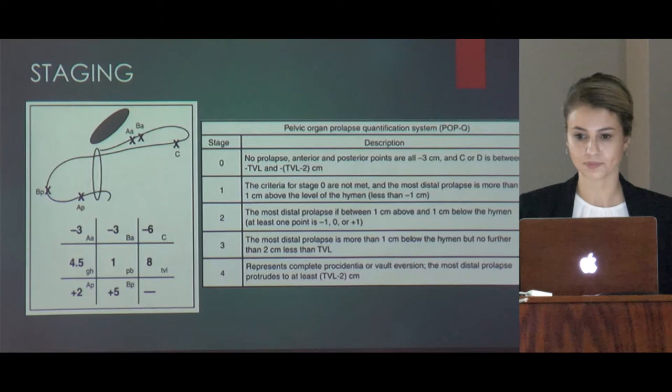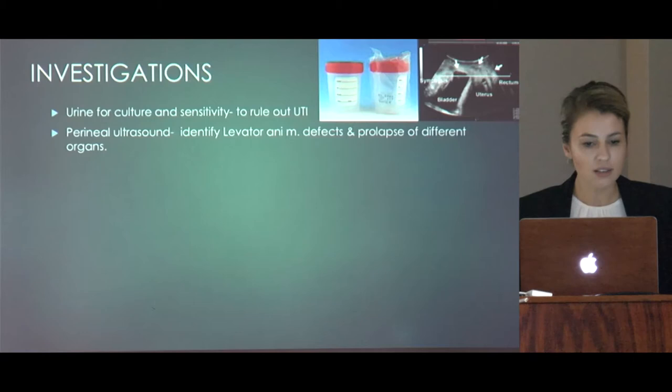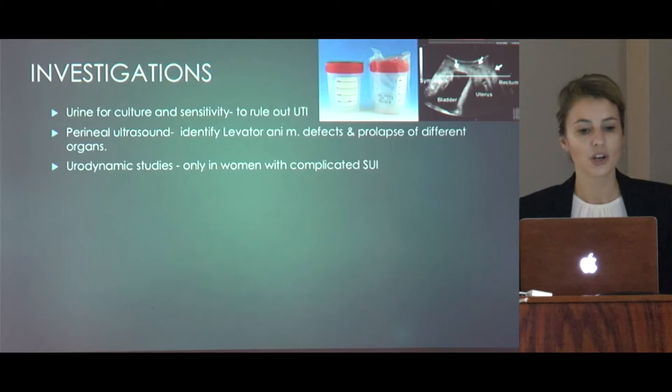So appropriate investigations. Obviously, a urine for culture and sensitivity to rule out a urinary tract infection. Perineal ultrasound can be done to identify the muscle defects or prolapse of the different organs. Urodynamic studies are advised only to be done in women with complicated stress urinary incontinence.